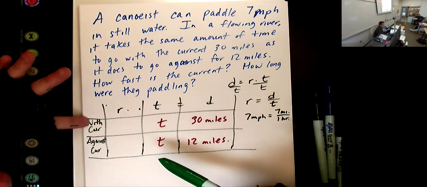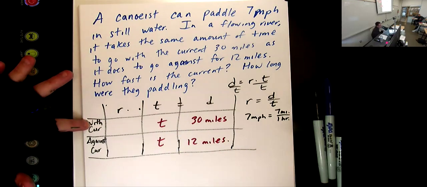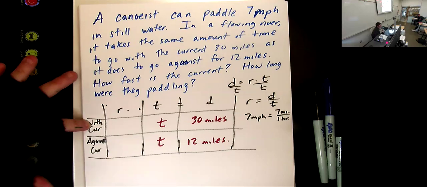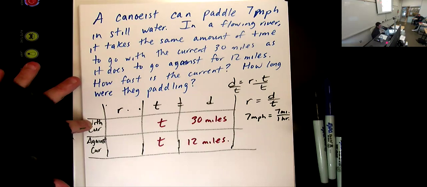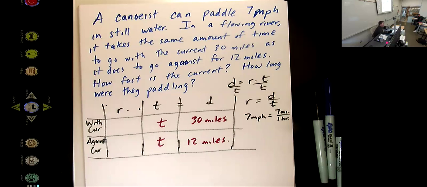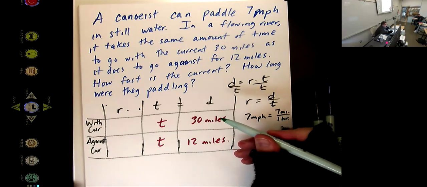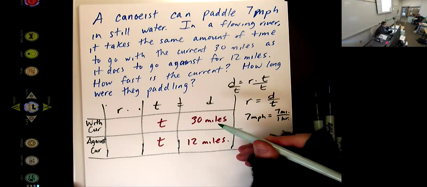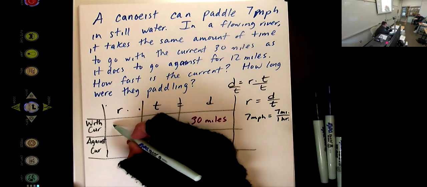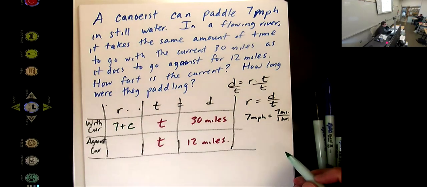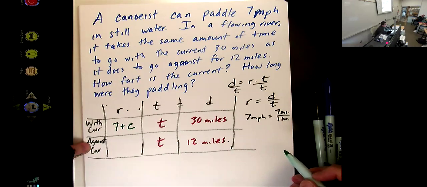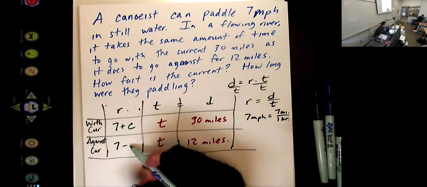Let's say the current was 10 miles an hour. How would we figure out how fast we're going if we paddle 7 and the current's going 10? You don't multiply them, you don't divide them, you add. So if you're going 7 and the current's going 10, you would go 17. We don't know what the current's doing though, so I just made up 10. Let's just use c for current. Back against the current, subtract, right? The current's working against us.